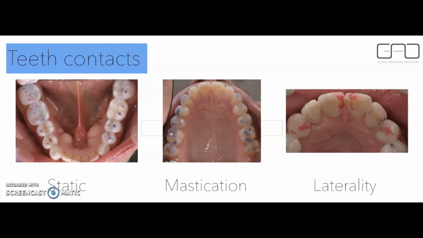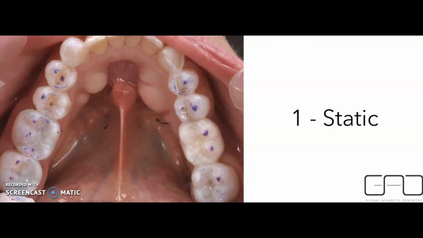So, in static, this is a kind of contact I want to create, just cuspid force and very small contact. I don't like a surface of occlusion. I just want some point. So this is in static.